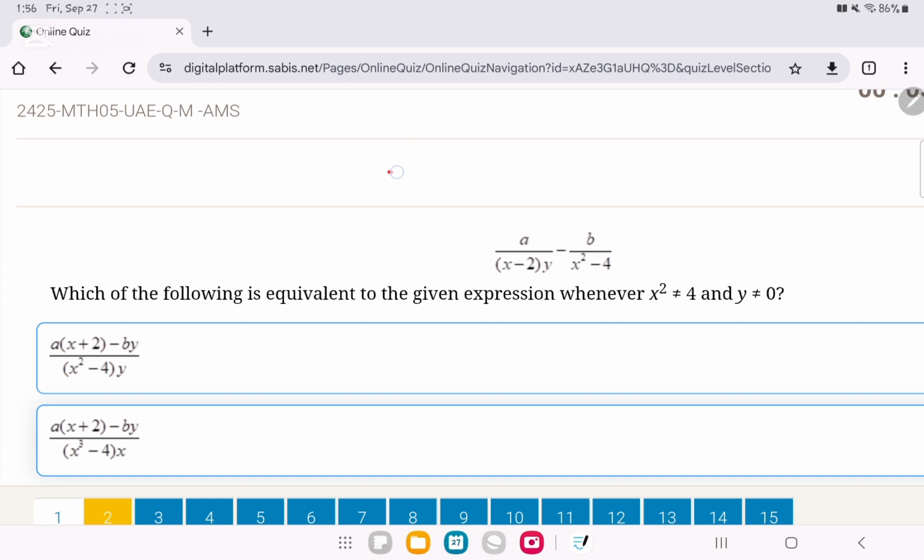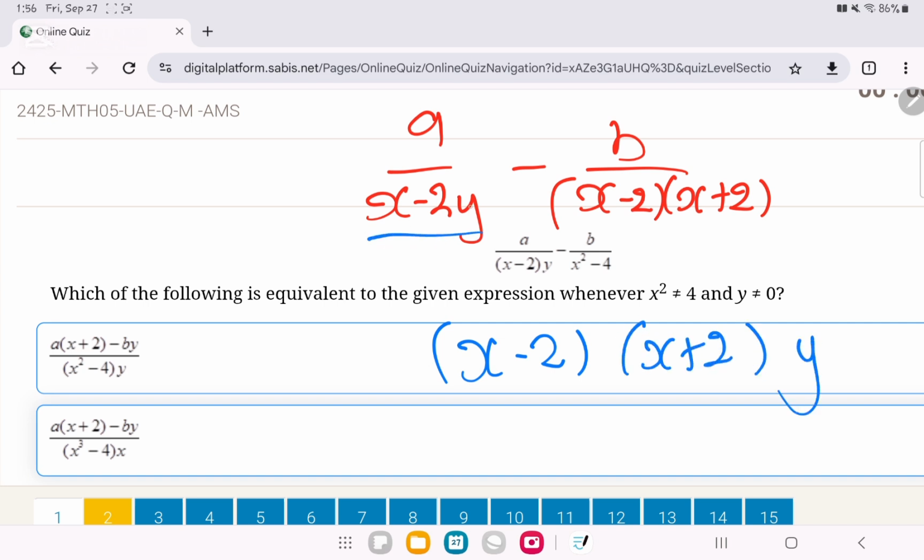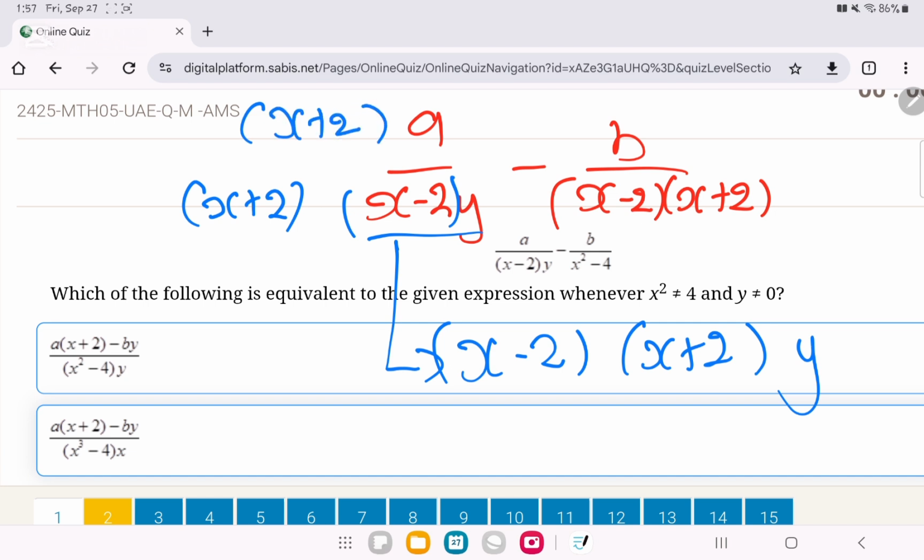Now, we have a over x minus 2 times y, minus b over x minus 2 times x plus 2. And our least common denominator is what? It is x minus 2 times x plus 2 times y. So how does x minus 2 times y become x minus 2 times x plus 2 times y? We only have to multiply it by x plus 2. So that means you have to multiply also the numerator by x plus 2. Now how does x minus 2 times x plus 2 become x minus 2 times x plus 2 times y? You just multiply it by y. So you're also going to have to multiply b by y.